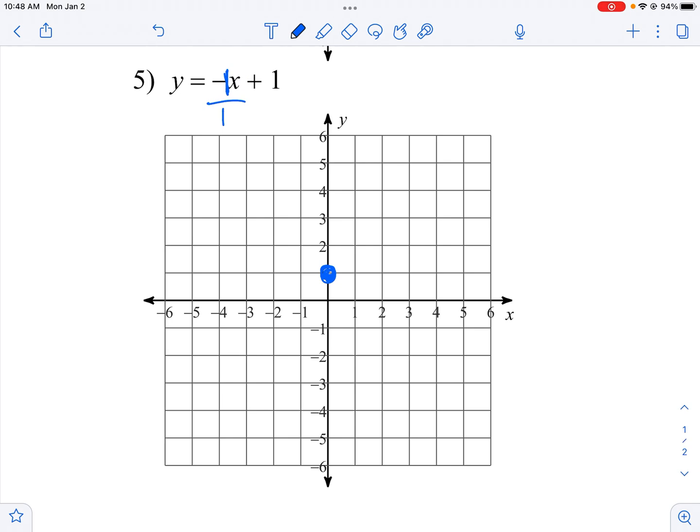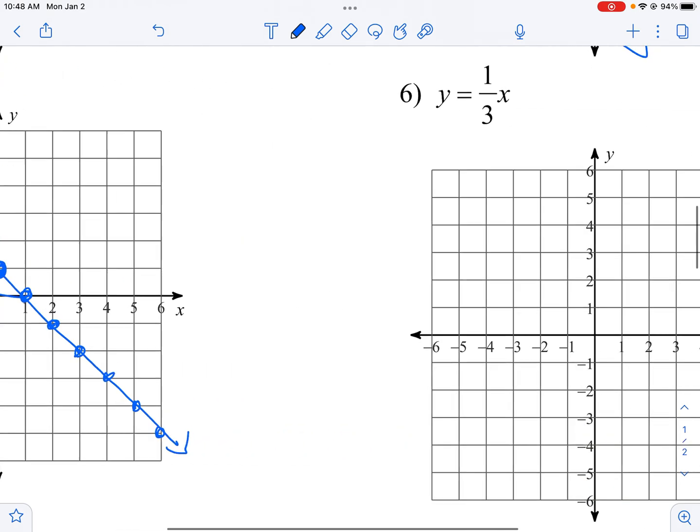So you have a slope here of -1, which means I'm going to go down 1 and right 1, because negative slopes go down and right. So I can go down 1, right 1, down 1, right 1, down 1, right 1. You can get a bunch of points. You can also go up and left, and that gives you points as well. And you draw it, connect it up, and voila, you got it.